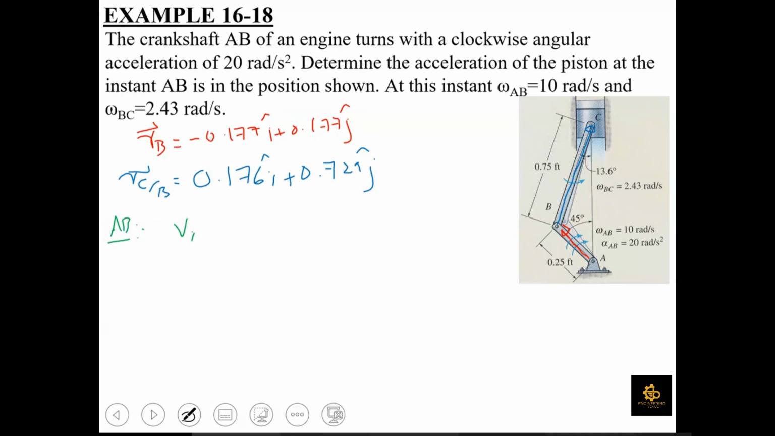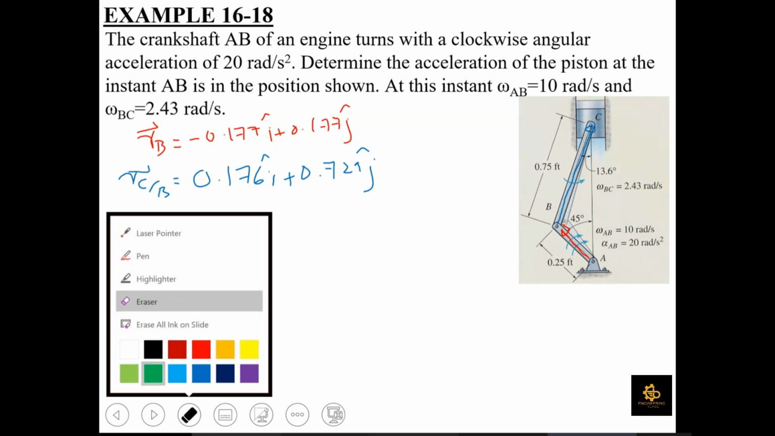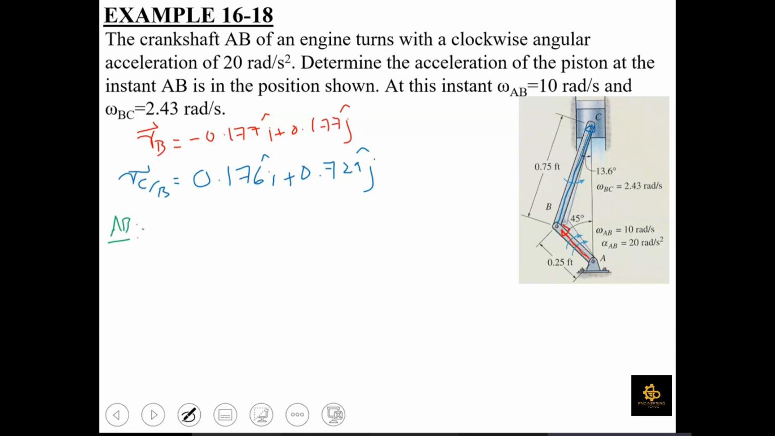So what should be the acceleration of B? Omega cross R plus... we are talking about acceleration. Alpha cross R plus omega cross omega cross R, so it is going to be alpha cross R minus omega square R. So the acceleration of B is alpha cross R minus omega square R, where alpha is alpha AB and omega is omega AB. The position vector is the position of B with respect to A.